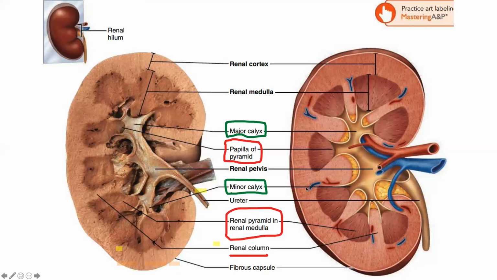And now you can see the pyramids starting to form here, minor calyxes. You can see the minor calyxes here. And these minor calyxes will form into major calyxes. And finally, all the major calyxes enter to form the renal pelvis, which will continue as the ureter.